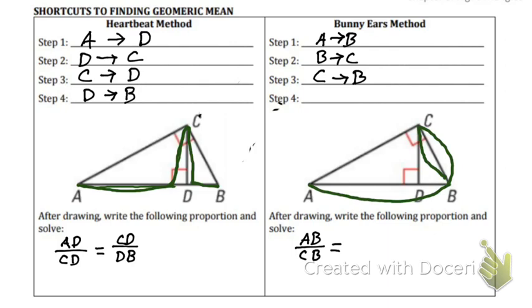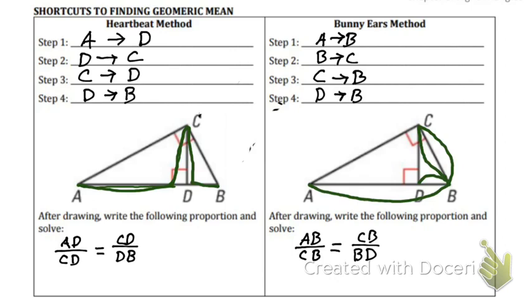And the last thing we're going to do is go from D to B. It'd make more sense if we went all the way back to A, but you can kind of see the bunny ear you create. All right, let's finish that off. So the other side would have been CB, and then we'd go from B to D. So we have a heartbeat method and we have a bunny ear method to find missing sides of a right triangle with an altitude.